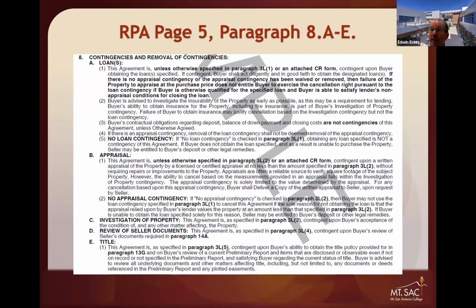One of them is supposed to be available in mid-December, maybe both of them. So this should be kind of fun to do our own little beta testing when this contract is released into zipForms. But I want to look at and show you the organization here. Loan, appraisal, investigation of property, review of seller's documents, title. It's in the same order as it is in paragraph 3L. So it's consistent. And that's one of the things I do like about this new form.